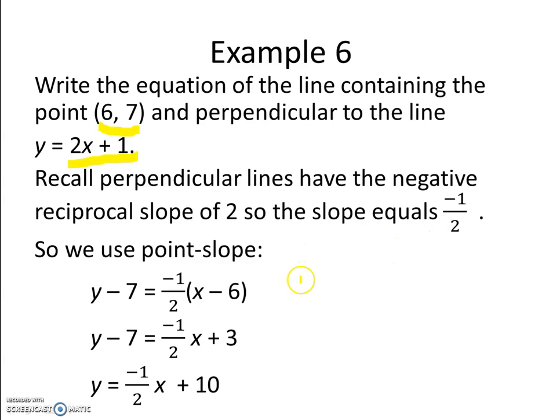We use point-slope and put in our information, and we have y minus 7 equals -1/2 times the quantity x minus 6. When we distribute that -1/2 to x, we get -1/2 x, and -1/2 times -6 gives us +3. Further simplifying by adding 7 to both sides, we find that our equation is y equals -1/2 x plus 10.